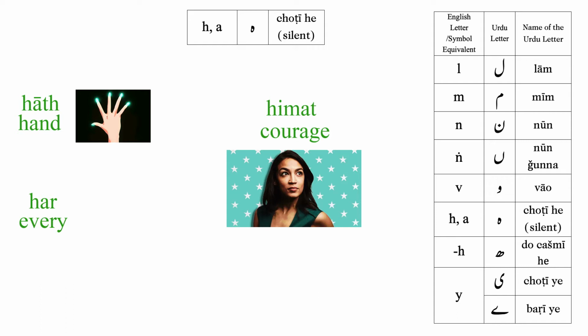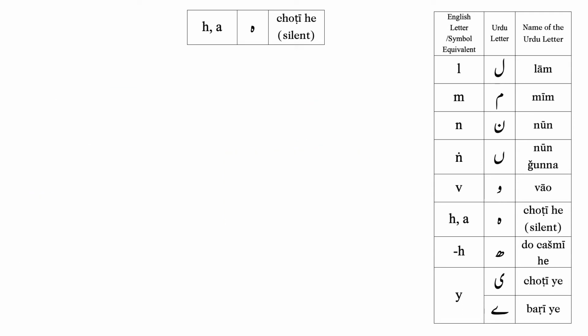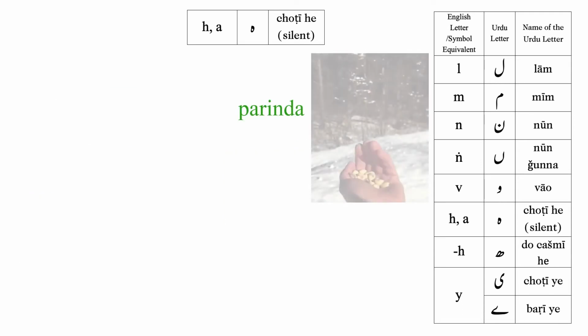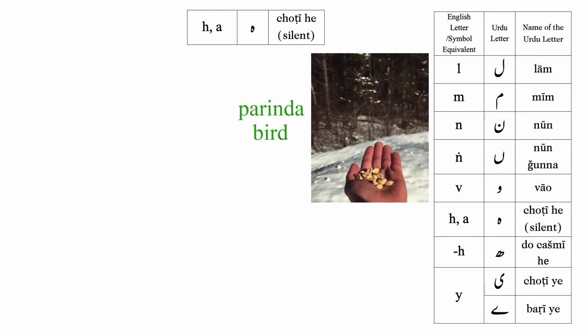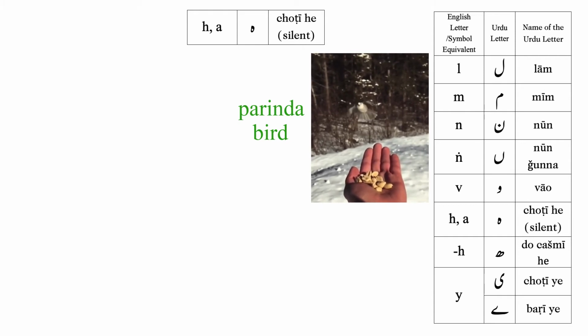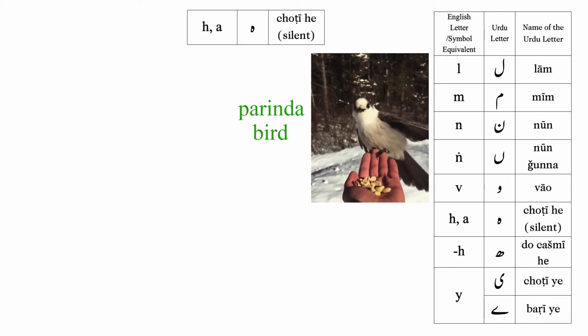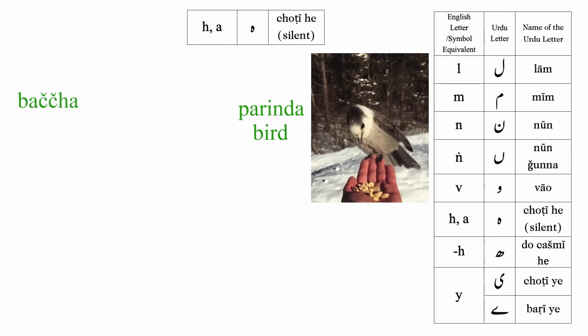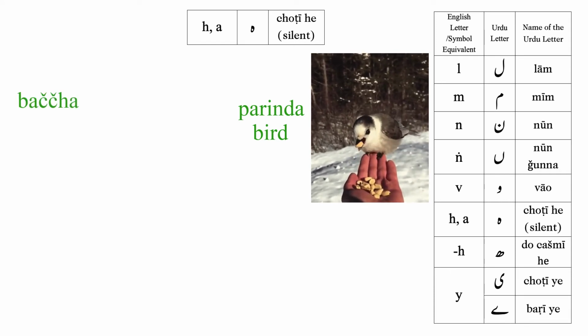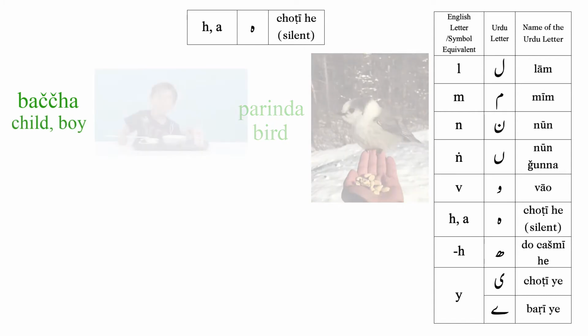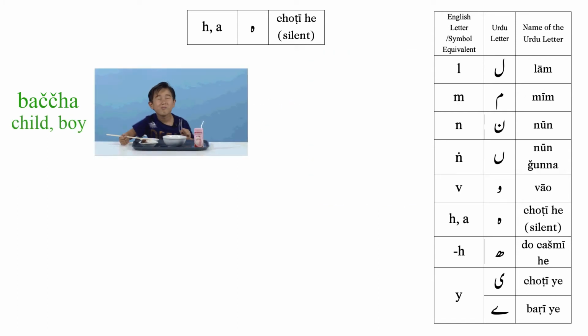Choti hai is often used in words where it serves as a silent letter. Every time a word ends in choti hai, you should pronounce it as if it were ending in aleph. In our vocabulary lesson, we came across the word parinda, which means bird, and it ends with choti hai. So our first word that ends in choti hai is bacha. Bacha. And it means child, more specifically, boy.